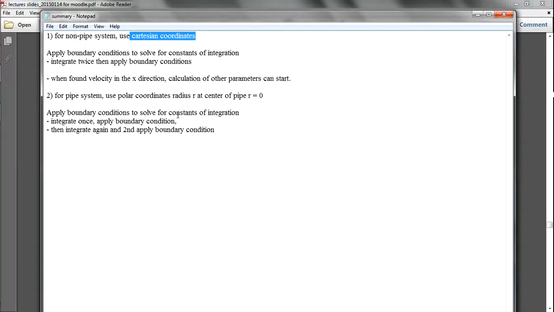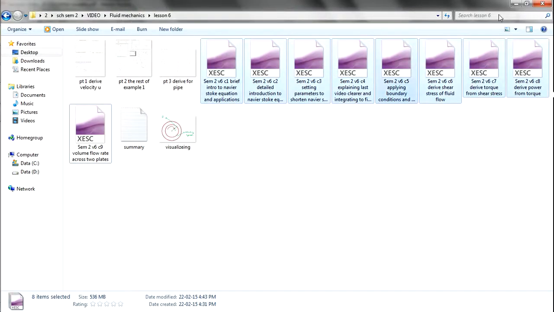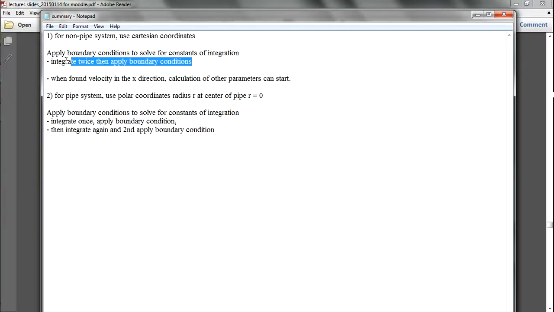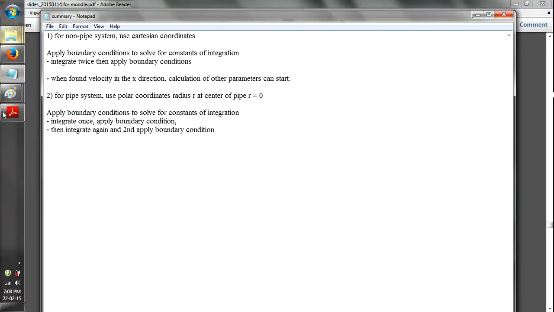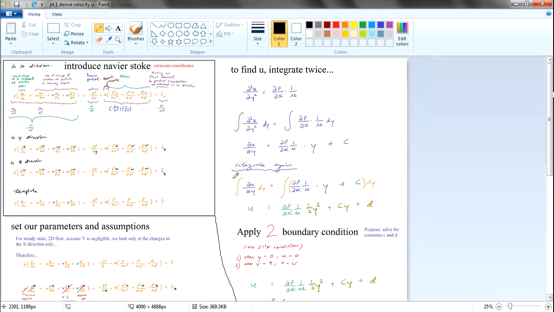Another difference I need to let you know: for the non-pipe system, which we did for the past 9 videos, you integrate twice first and then you apply boundary conditions. For the pipe system, you integrate once and then apply a boundary condition, then you integrate again and apply the second boundary condition. So where does the boundary condition come in?